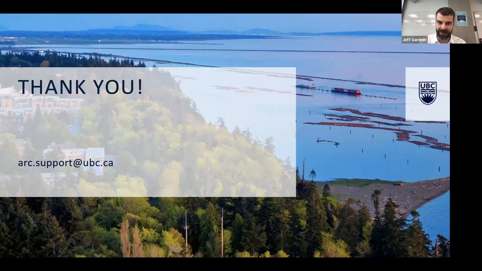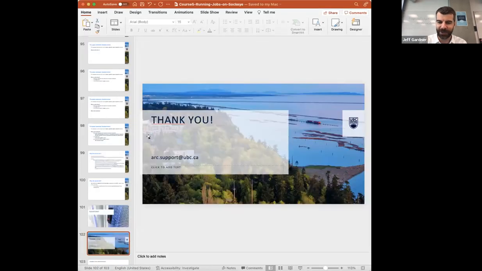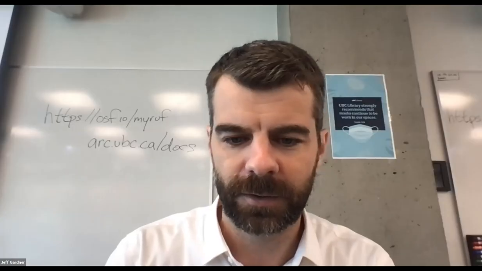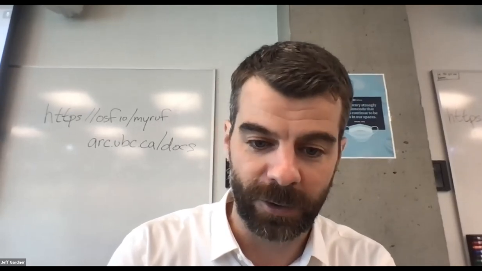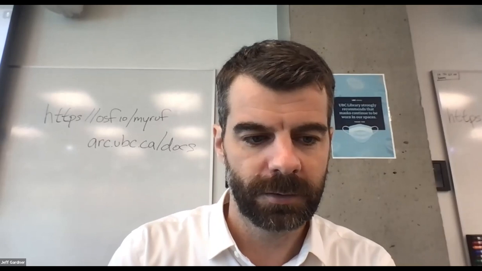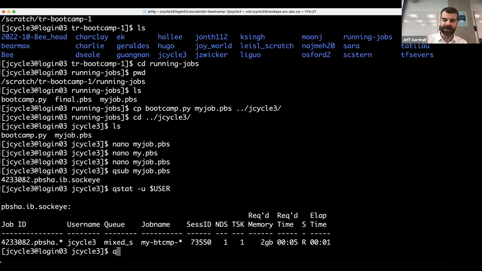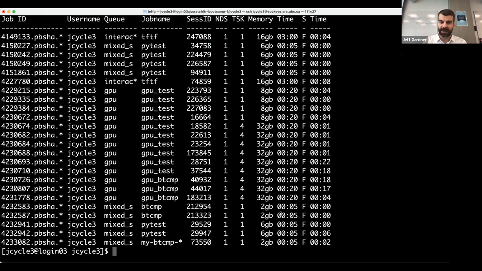Before I say thank you again, I will just quickly pop into the terminal and share this. What you can do, if you want to apply some of this to your job now or later, is type qstat -xu followed by your CWL, to see all your completed jobs. I have a lot of jobs here that I've recently run, but I want the most recent one.